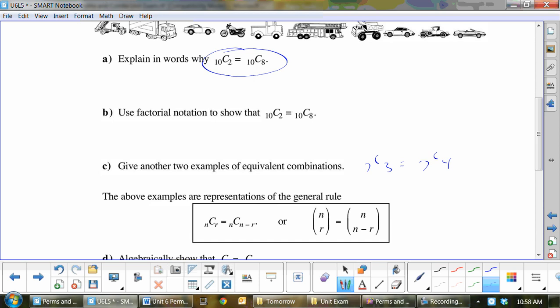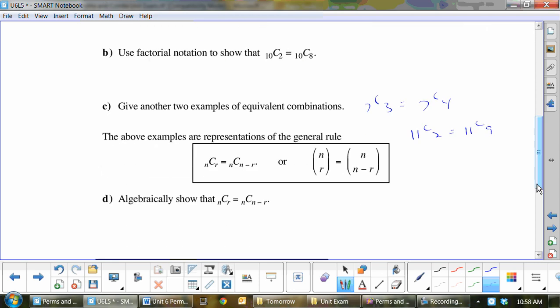7C4. Okay, and 11C2 would equal 11C9. Good. So the general way to write this is nCr is the same thing as nC(n minus r). Okay, and it says algebraically. Now, just so you know, nCr, oops, this is another way to write it. You can also write it as n over r in brackets. That means a combination. n over r equals the same thing as n over n minus r. Now it says algebraically show this, and I'm not going to do this.